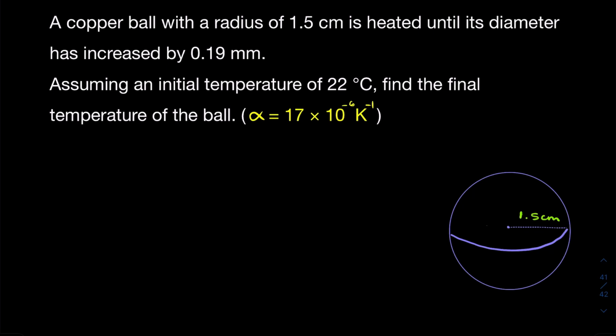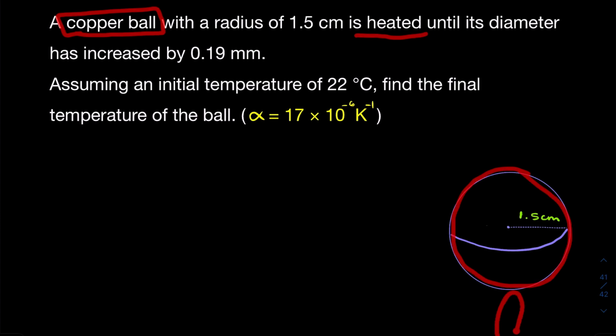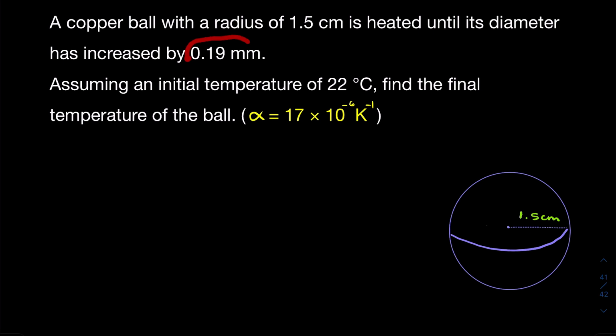So this question is about thermal expansion. We have a copper ball and we heat it up until it becomes slightly larger. So the volume increases a little bit because its diameter increases by a little bit. We want to know the final temperature.